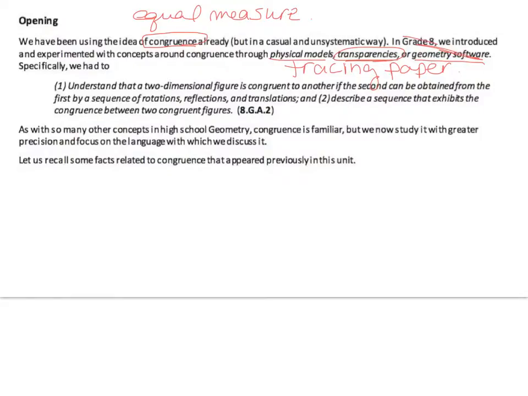Understand that a two-dimensional figure is congruent to another if the second can be obtained from the first by a sequence of rotations, reflections, and translations. Describe a sequence that exhibits the congruence between two congruent figures. Two-dimensional figures can be congruent to another if the second can be attained from the first. So if we draw a second, it's obtained from the first. Okay, they are exactly the same.